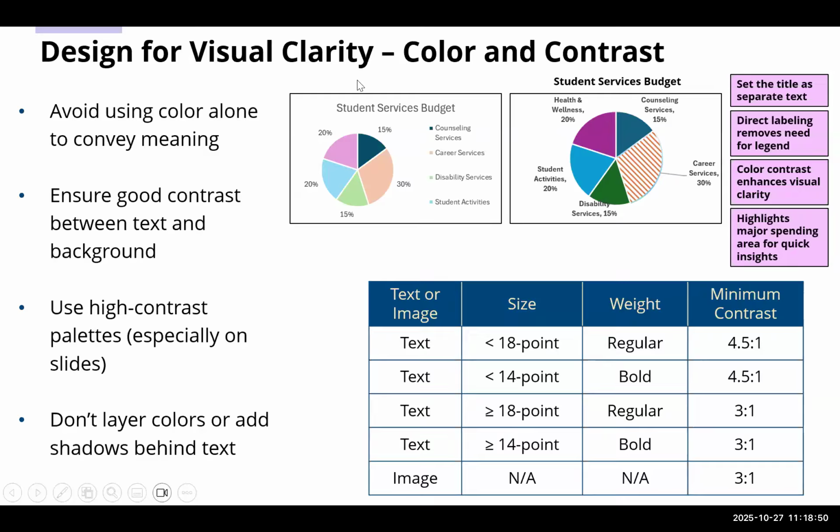So now let's talk about designing for visual clarity, especially when it comes to color and contrast. I know we have repeatedly talked about it, but trust me, this is something very important. So color can definitely make your content more engaging, but it is also one of the easiest things to get wrong. The most important rule is to never ever rely on color alone to communicate any meaning or important information.